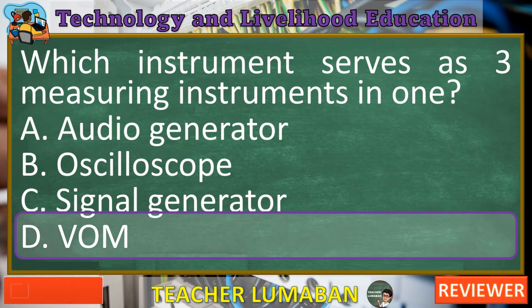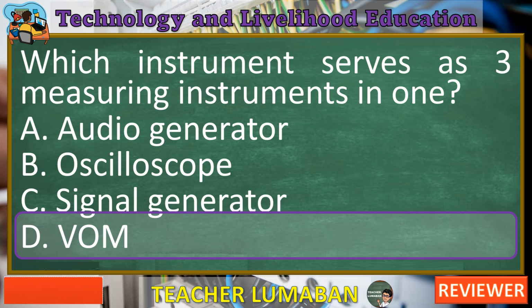Explanation. A VOM, volt-ohm-milliammeter, is an instrument that serves as three measuring instruments in one. It combines the functionalities of voltmeter, measures electrical voltage, volts. Ohmmeter, measures electrical resistance, ohms. Ammeter, measures electrical current, milliamps or amps. Therefore, a VOM can measure voltage, resistance, and current, making it a versatile and multifunctional tool in electrical and electronic testing.